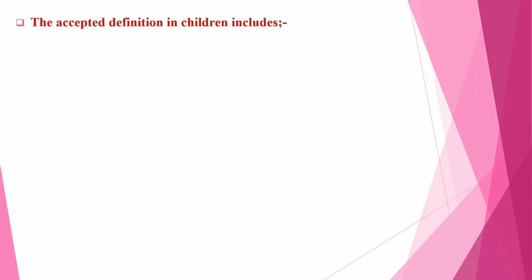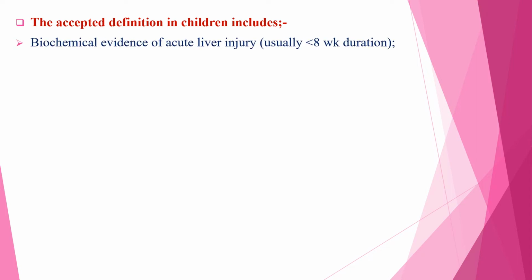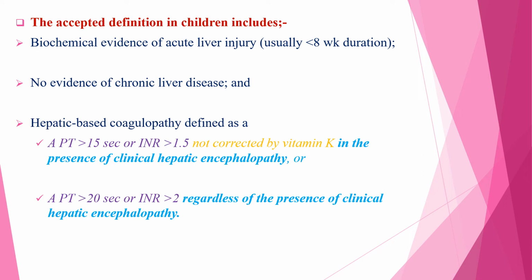So, the accepted definition to diagnose acute liver failure in children includes biochemical evidence of acute liver injury of less than 2 months, no evidence of chronic liver disease, and hepatic-based coagulopathy, which is defined as a PT greater than 50 seconds or INR greater than 1.5, which is not corrected by vitamin K in the presence of clinical hepatic encephalopathy, or prothrombin time greater than 20 seconds or INR greater than 2, regardless of the presence of clinical hepatic encephalopathy.